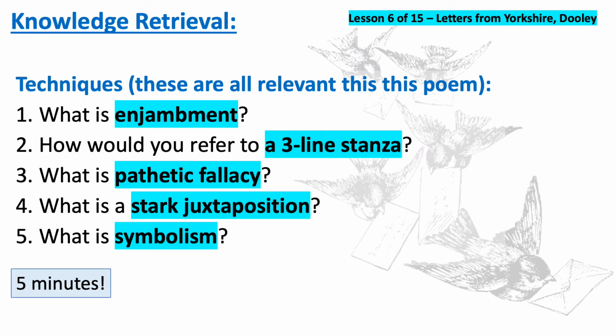So today we're going to start as we would in a normal lesson with a little knowledge retrieval task. These are key techniques that are used by Dooley within the poem, and I just want you to see how many of these you can define. So I've got: what is enjambment, how would you refer to a 3-line stanza, what is pathetic fallacy, what is a stark juxtaposition, and what is symbolism. If you would like to pause the video there, please. Give yourself 5 minutes, and then we'll go on to green pen those answers on the next slide.